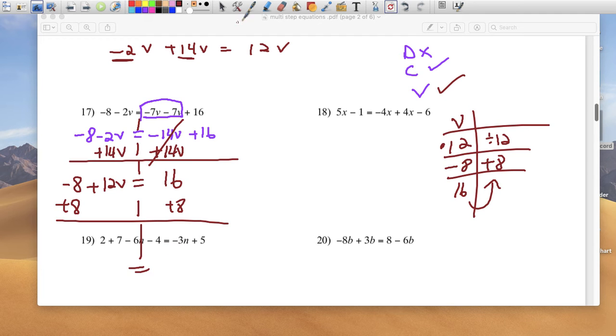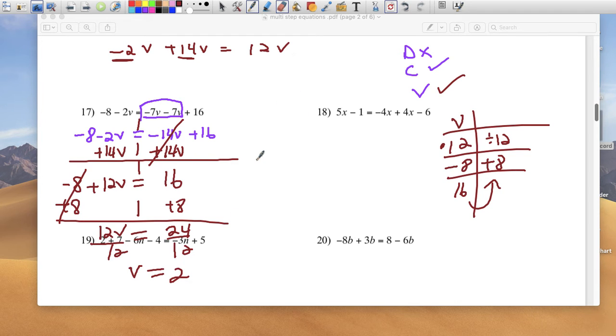16 plus 8, I stretched that line there. 16 plus 8 is 24. These two 8's become 0, and 12v comes down. Divide by 12, divide by 12, and v equals 2.